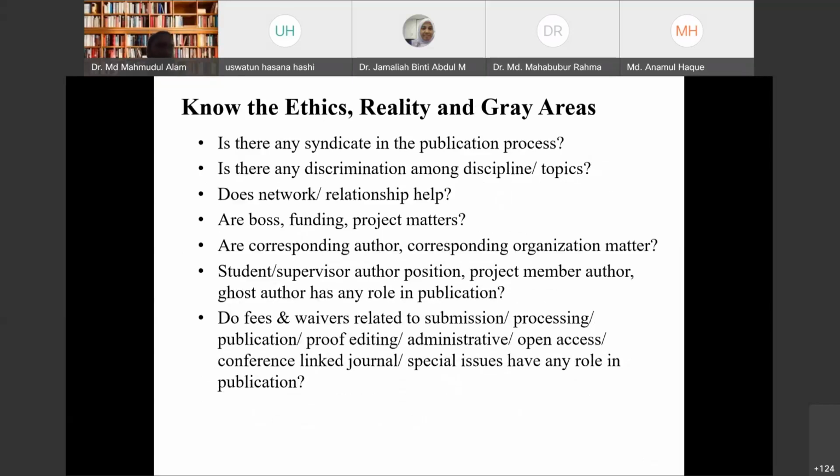Okay, there are a few issues about ethics and reality and gray areas. So some ethics is not a fixed matter, ethics is changing.